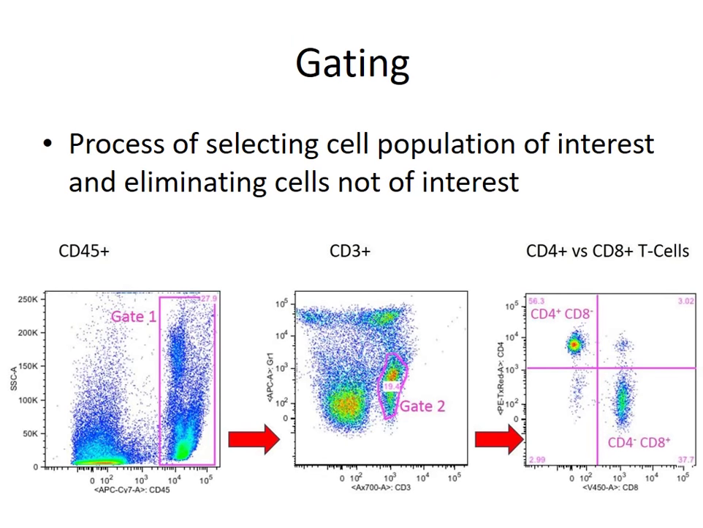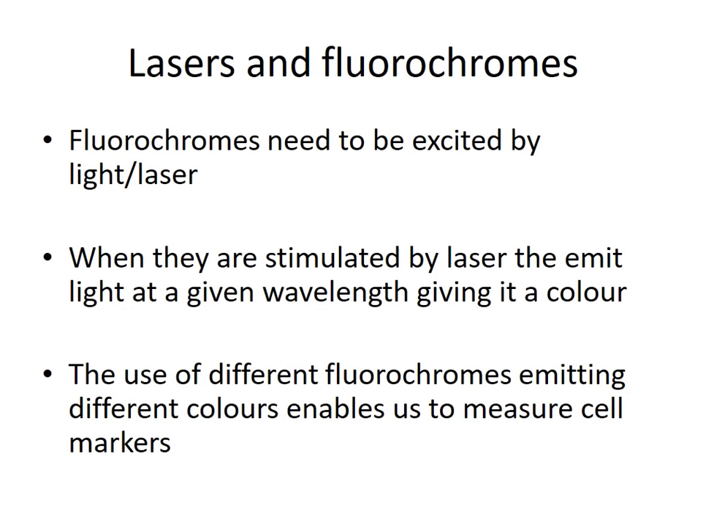So, you need to be familiar with the process of gating, which is what I've just talked you through. Gating is a process of selecting cell populations of interest and eliminating cells not of interest. Okay? Great. Now, lasers and fluorochromes. So the thing is, we've attached different fluorochromes to the antibodies, but we need a laser to stimulate the fluorochrome to give off light.